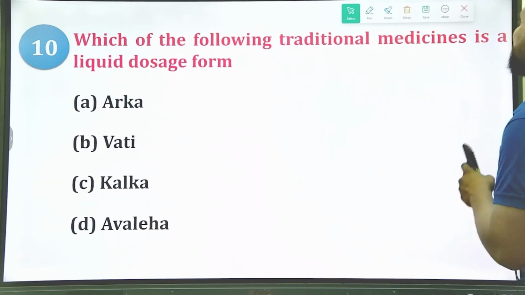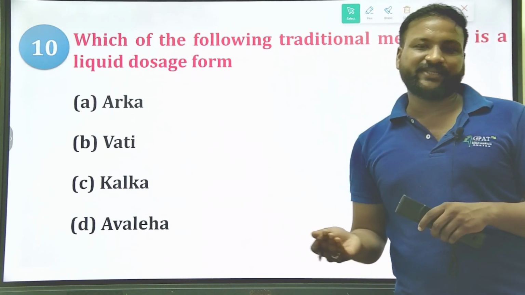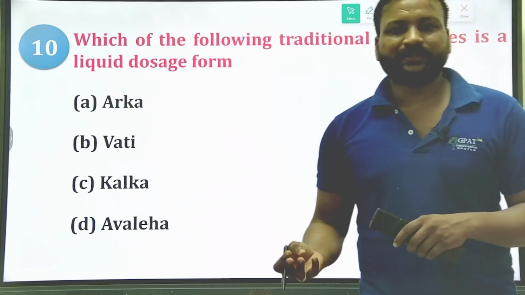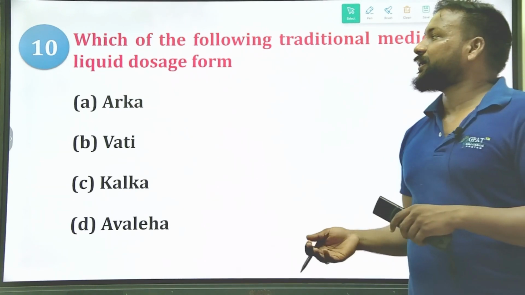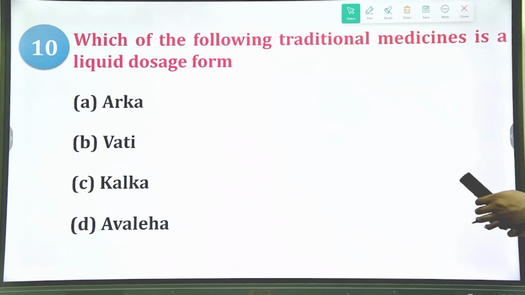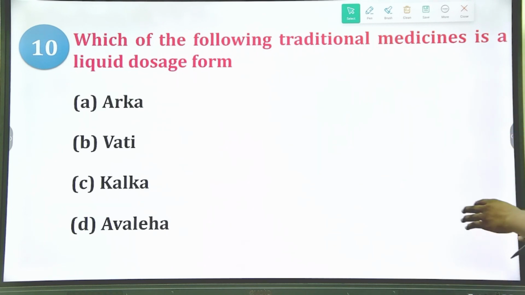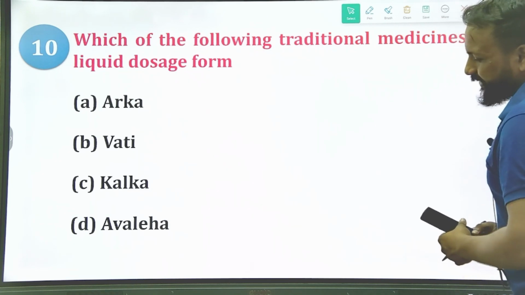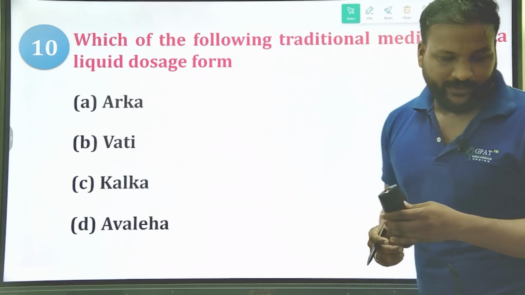Next question of the series. Which of the following traditional medicines is a liquid dosage form? In any system of medicine, whether homeopathy, Ayurveda, Siddha, Chinese, or allopathic, there are different types of dosage forms: liquid dosage forms, solid dosage forms, semi-solids, powders, and aerosols. Among these options, which one is a liquid dosage form? Arka, Vati, Kalka, or Avaleha? Let me know the answer in the comment box. Let us check the right answer.